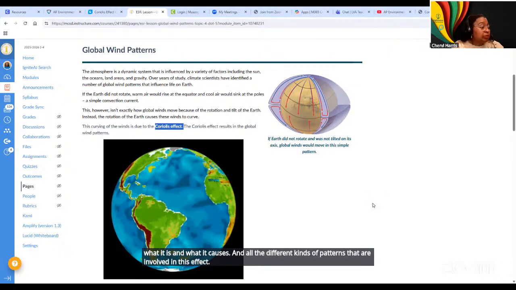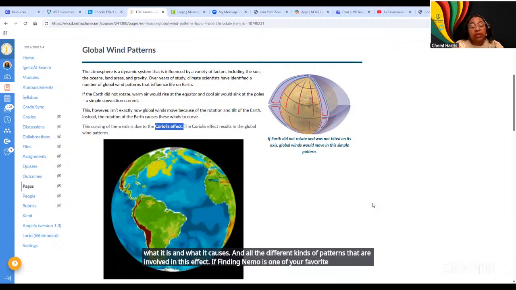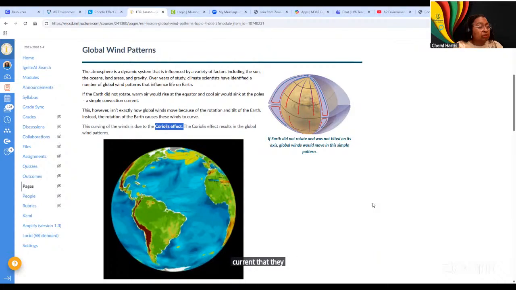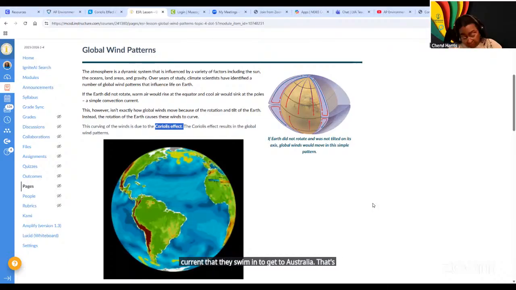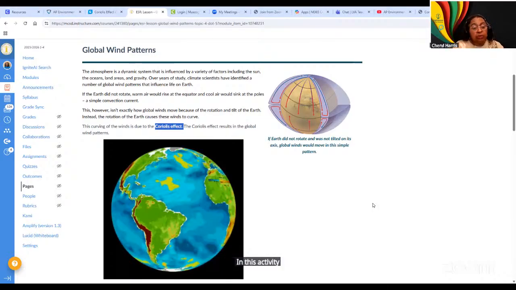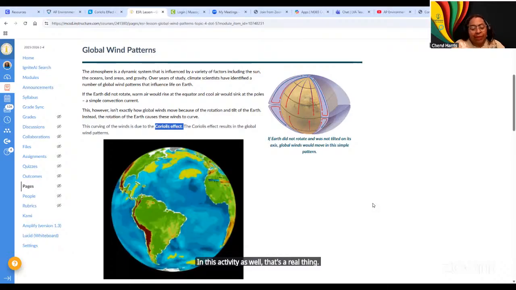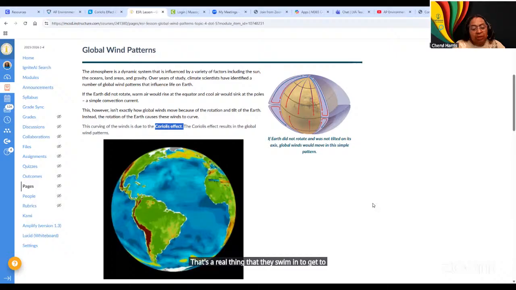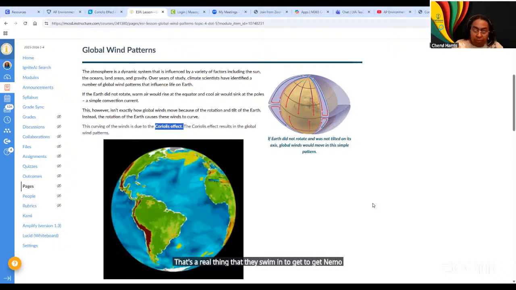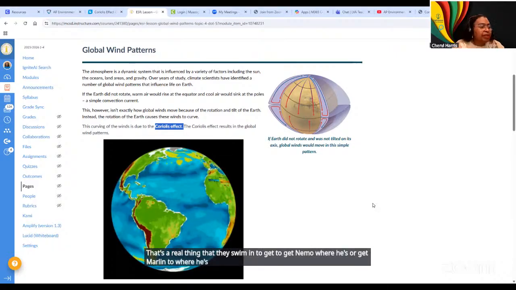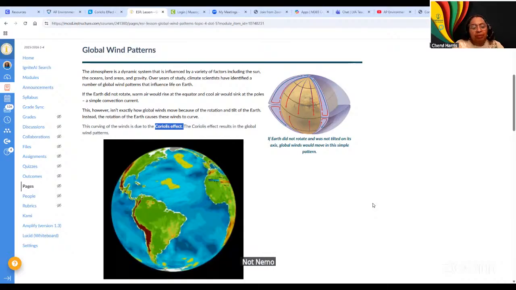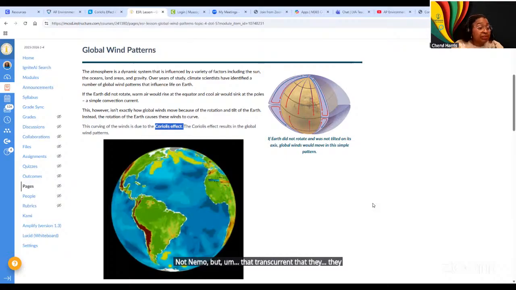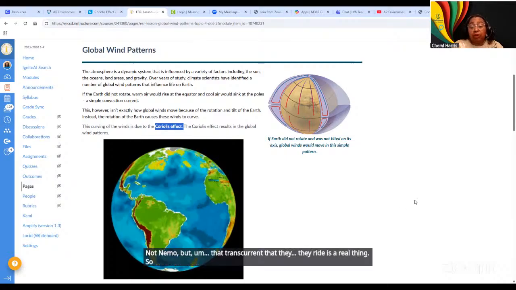If Finding Nemo is one of your favorite movies, when they talk about the current that they swim in to get to Australia, that's going to be mentioned in this activity as well. That's a real thing. That's a real current that they swim in to get Marlin to where he's going. Not Nemo, but that current that they ride is a real thing. So we're going to be talking about those as well.